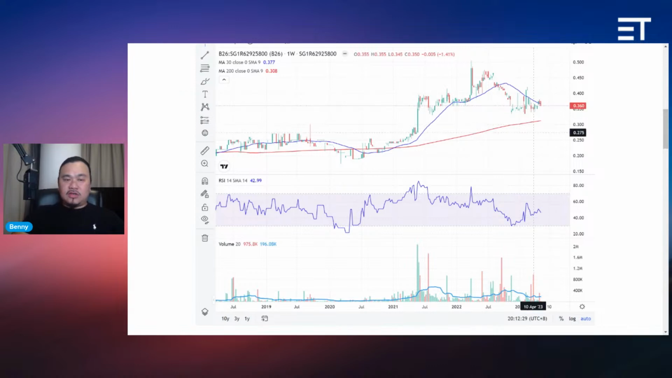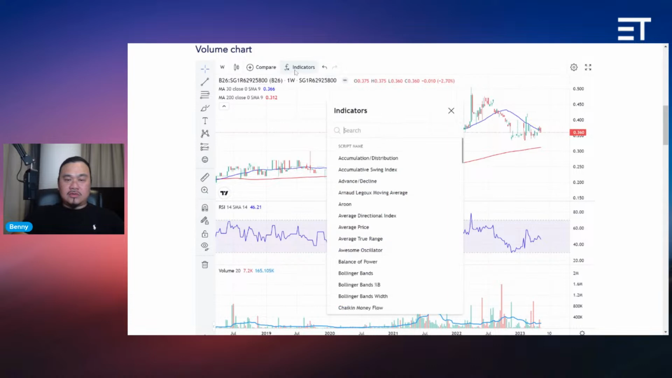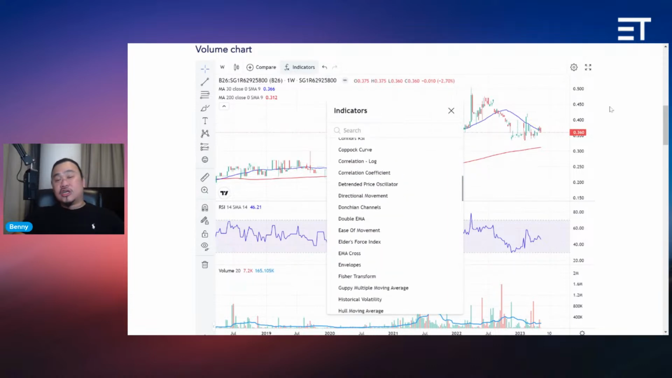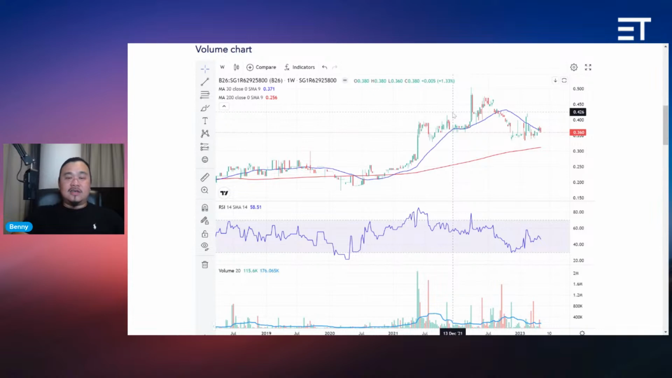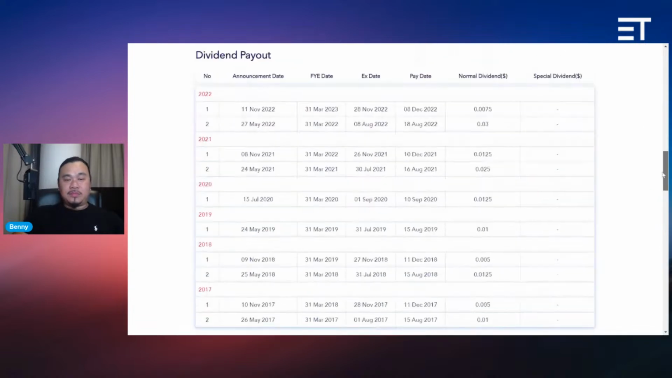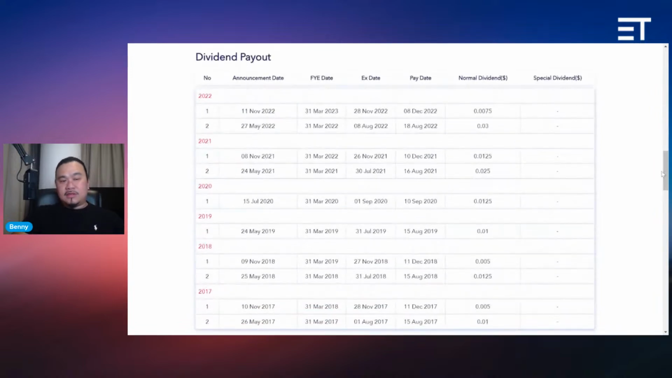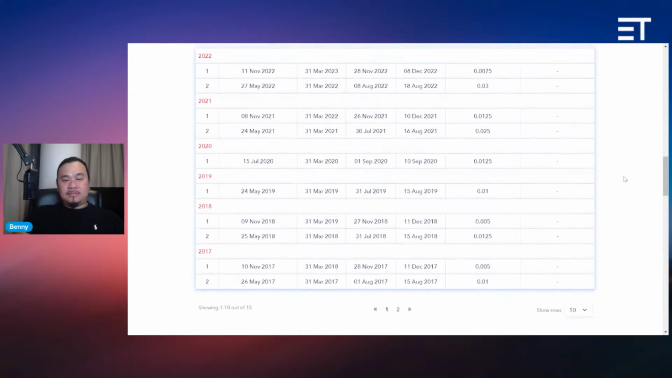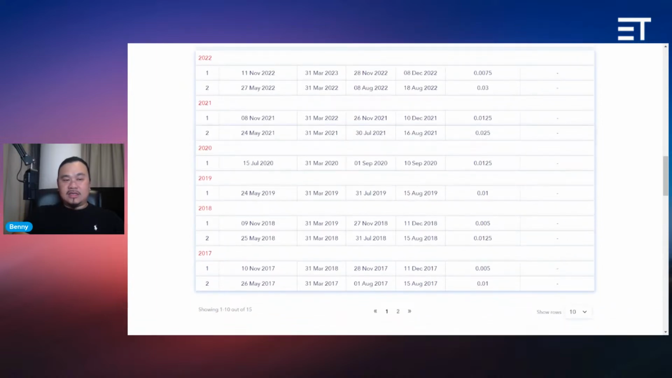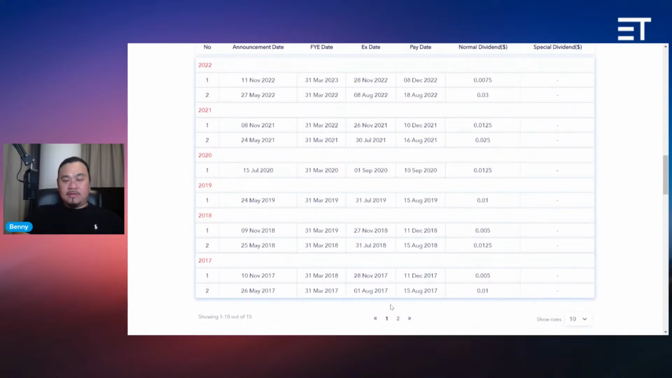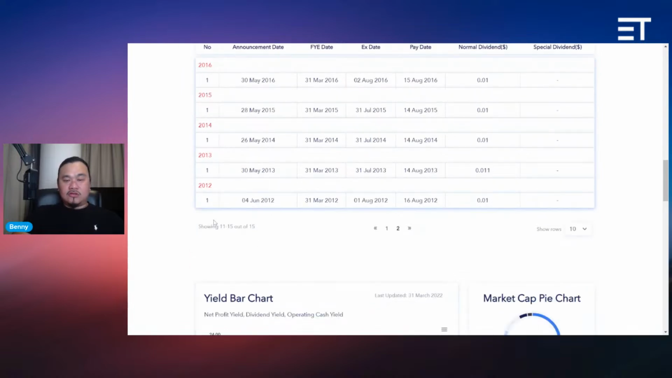So that's price charts. Of course, you can apply whatever indicators are available. There's quite a number of indicators you can use. If you are a chartist or a technical analyst, then this tool will be helpful to you. If you scroll down to the bottom, you can also see the dividend payouts. These are all the announcement dates, the ex date, and also the pay date of all the dividends that have been paid. So if you look at this company, it normally pays about 2 times dividends in a year. If you go all the way back up to 2012, it shows you 10 years of data.